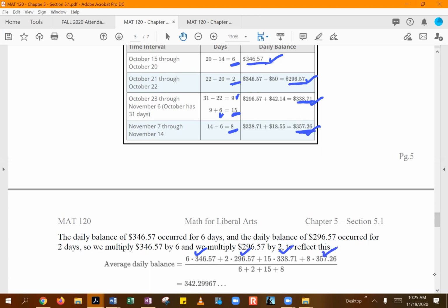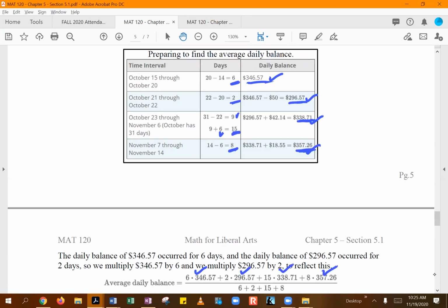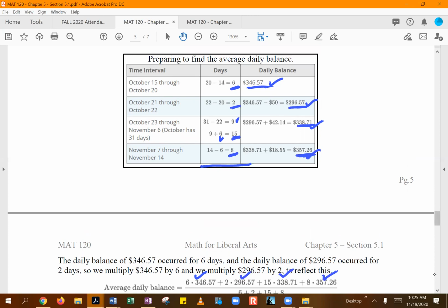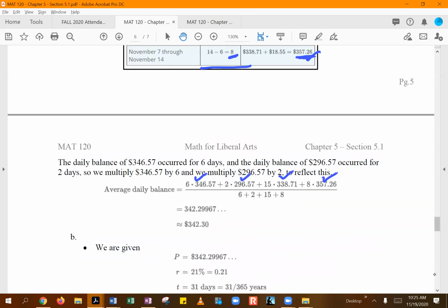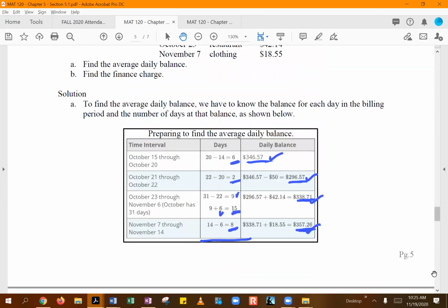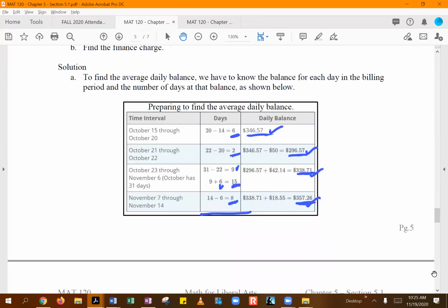Then to get your denominator, you add up the total days in this billing period, which of course comes out to 31 days. So you divide your numerator by the total number of days in this billing period, which is 31 days.